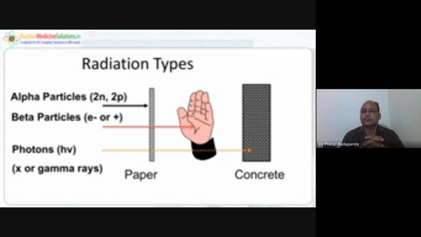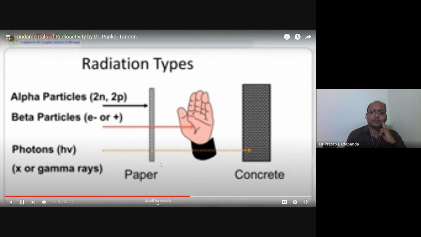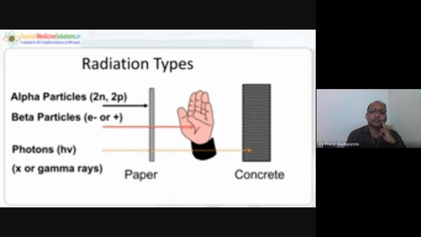This picture clearly tells about the different kinds of materials required to shield this radiation. Like for alpha, paper is good enough. For beta, even hands or skin are good enough. But for gamma and X-rays, we require concrete.